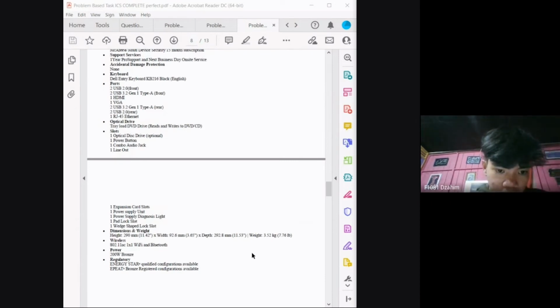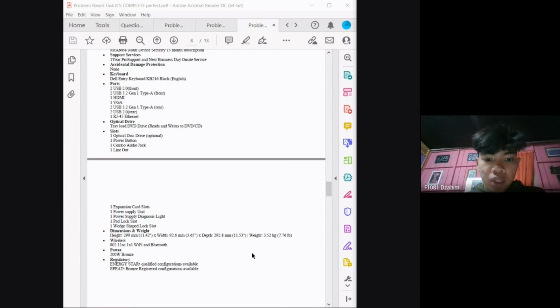The dimensions and weight: height 290 mm, 11.42 inch, multiply width 92.6 millimeter, 3.65 inch, and multiply depth 292.8 millimeter, which is 11.53 inch. The weight is 3.52 kg.